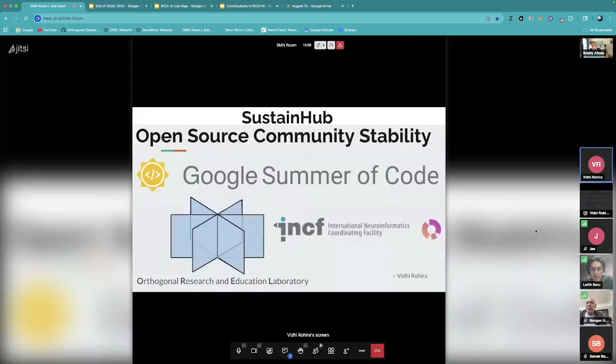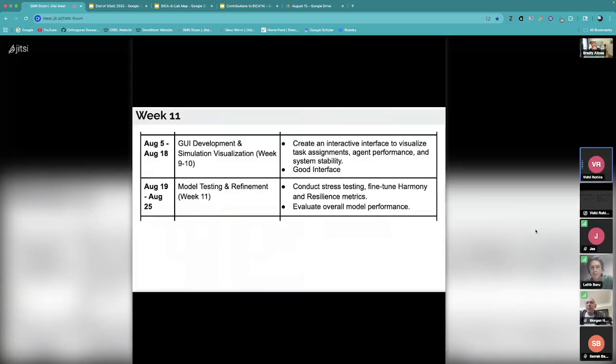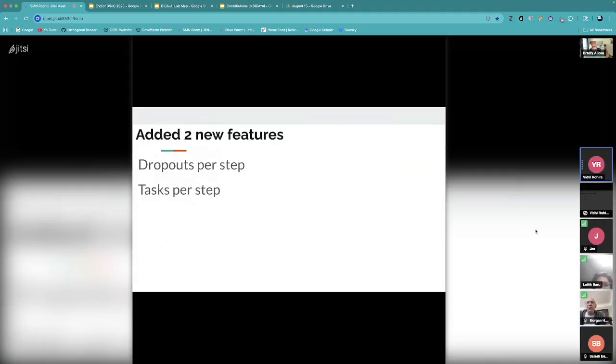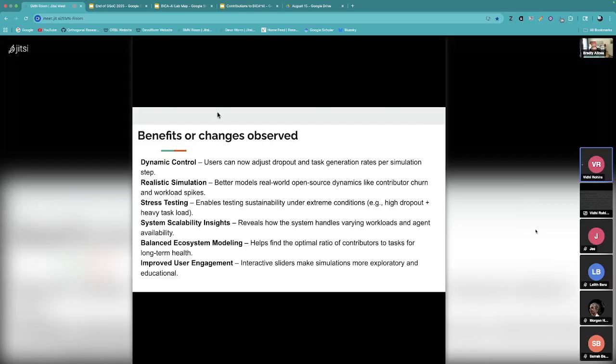So last week I added 2 new features, which were dropouts per step and tasks per step. These 2 new features allow us to manually change the number of dropouts per step, which earlier was fixed to 2 per step. Similarly, the tasks per step was fixed to 3, but now we can change it. So I'm just giving a recap of what I had done till last week.